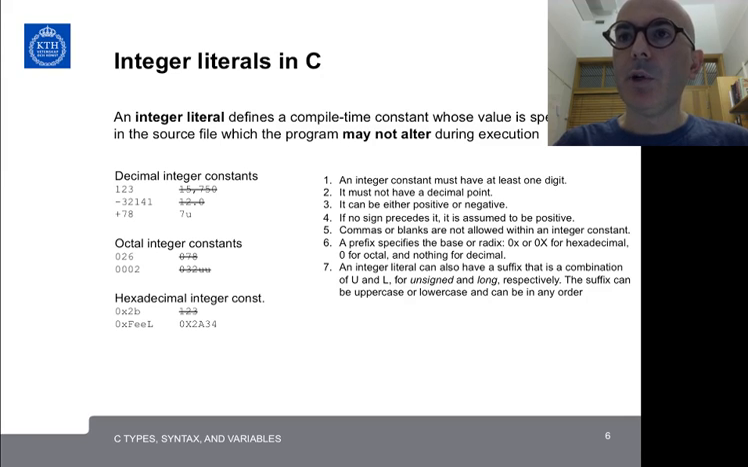An interesting point is that you can use a prefix to specify the base or the radix. For instance, you can use 0x for hexadecimal numbers or 0 for octal. You can also use a suffix after the number. For instance, you can use U or L for unsigned and long integer.